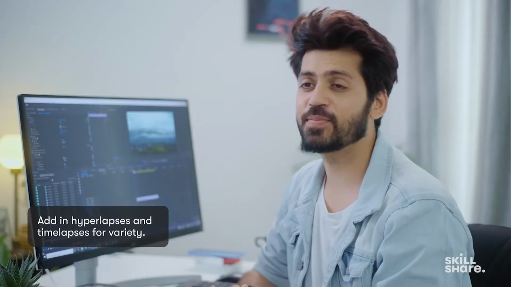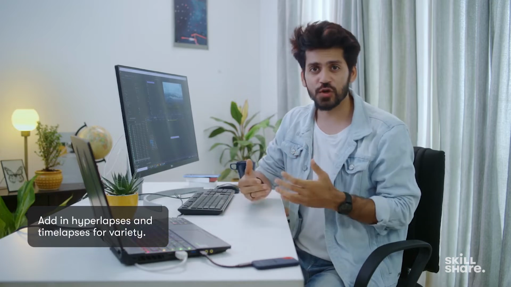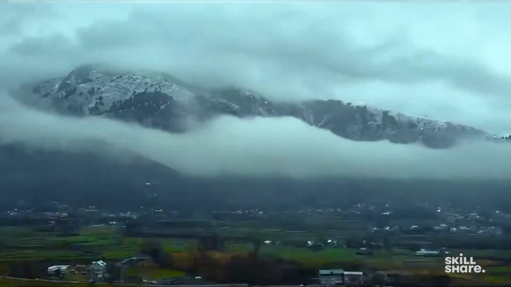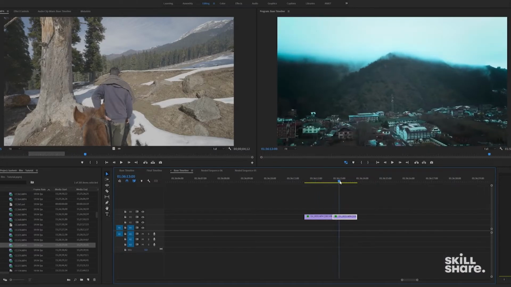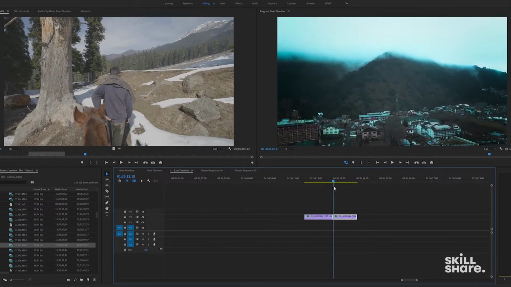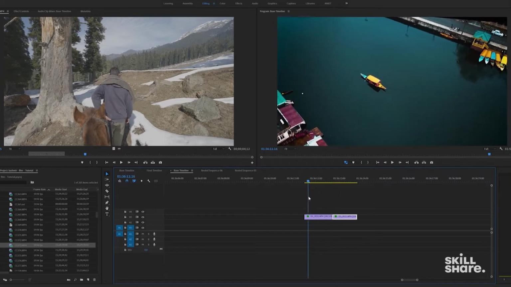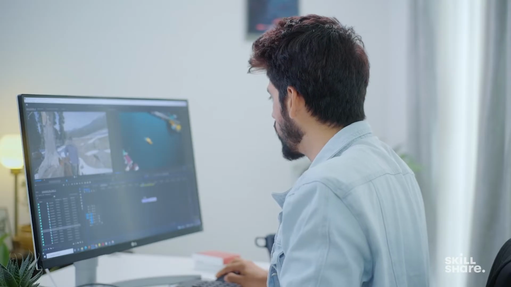I like to add hyperlapses and time lapses in my videos just to add different kind of shots. For example, now look at these two shots. They both are circle. I took these shots top down and I took these shots in the circle, but they're not going with the flow.